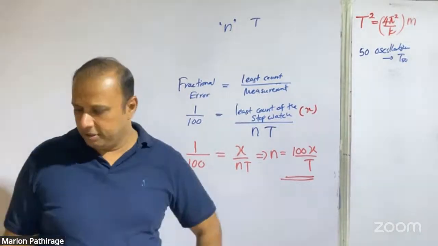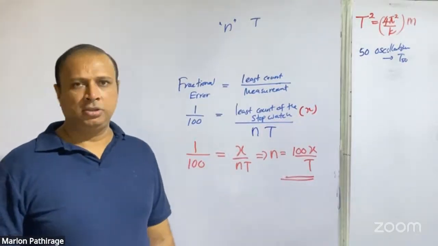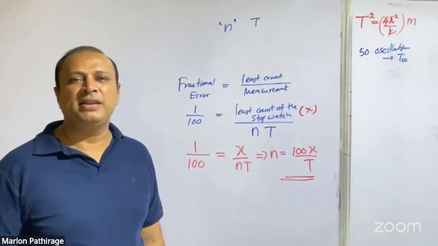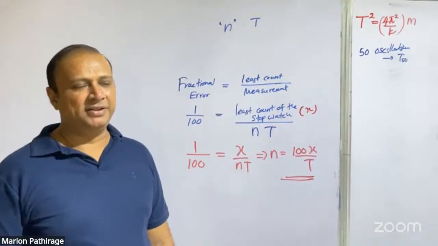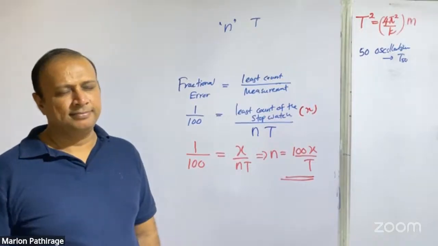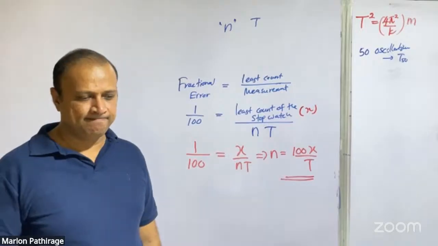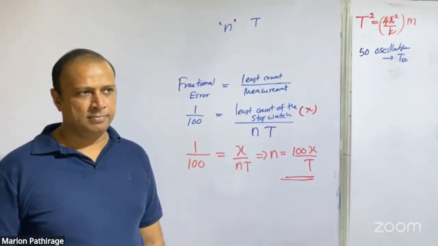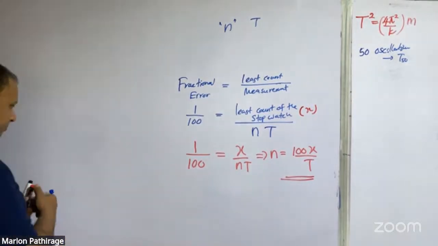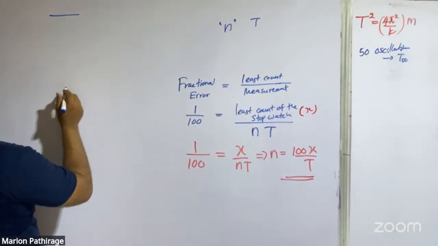Add a 50-gram mass to the mass attachment or mass holder. Okay, this is the spring attachment, or this is the spring. It's like this.